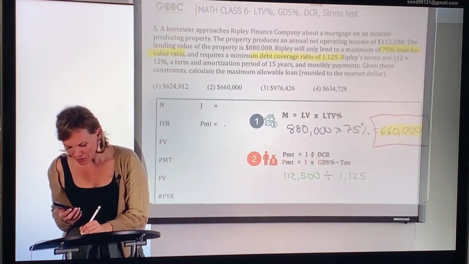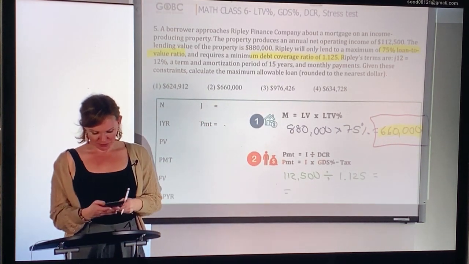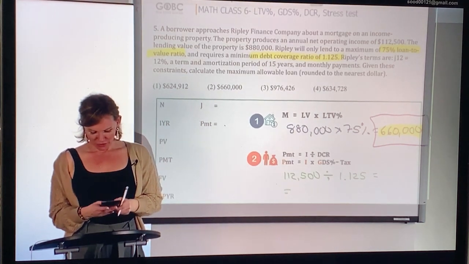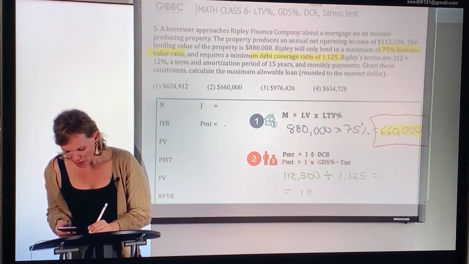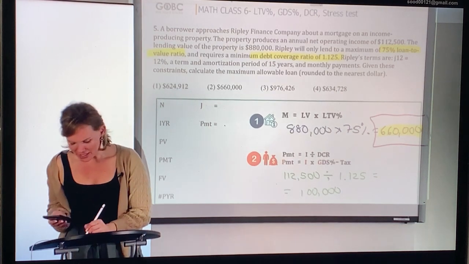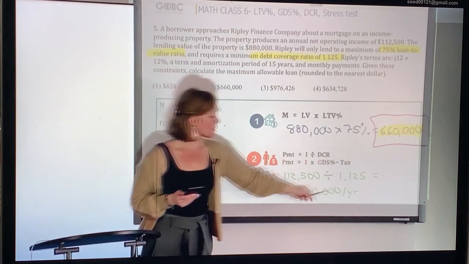Be very careful how they give you those numbers, okay? So let's find the payments. Divided by 1.125 equals, my payment came up to 100,000, okay? And that is the payments per what? Per year. So that is my payment per year.